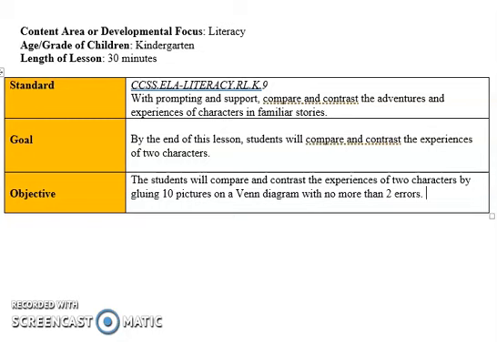So now your substitute teacher comes in. She knows exactly how to assess the kids. They need to glue their pictures into the Venn diagram. If they get 2 errors or less, she knows that they have mastered the lesson and they can go on. If they get more than 2 errors, then they need to be retaught because that child has not mastered the lesson.